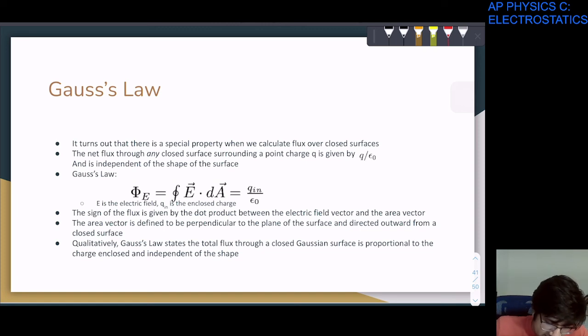And the sign of the flux is given by the dot product, of course. And we went over that the area vector, the normal vector, is perpendicular to the plane of the surface and directed outwards.